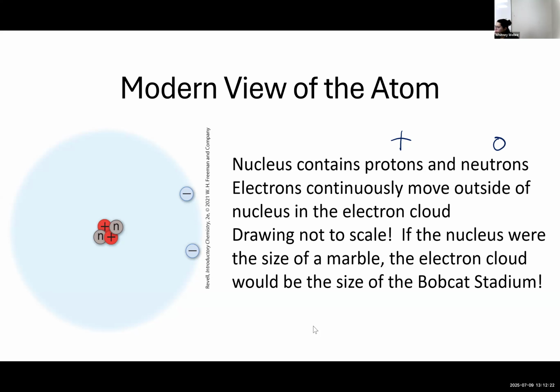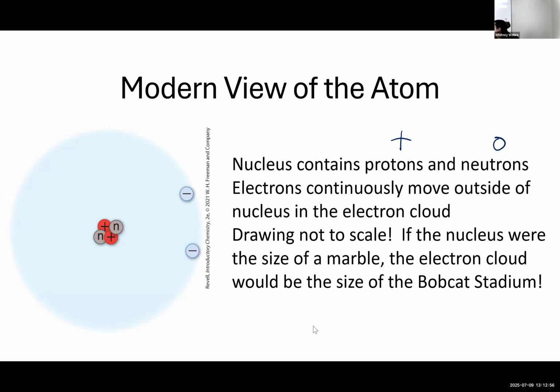And those electrons are continuously moving in this cloud. There's no real direction. It's floating around, and we don't really know which direction it's going to go. This is important. If it was drawn to scale, if I had a marble right here that represented a nucleus with protons and neutrons, the cloud itself would be as big as Bobcat Stadium. That just shows the difference in scale of the entire atom to just the nucleus. It's a marble inside of Bobcat Stadium.